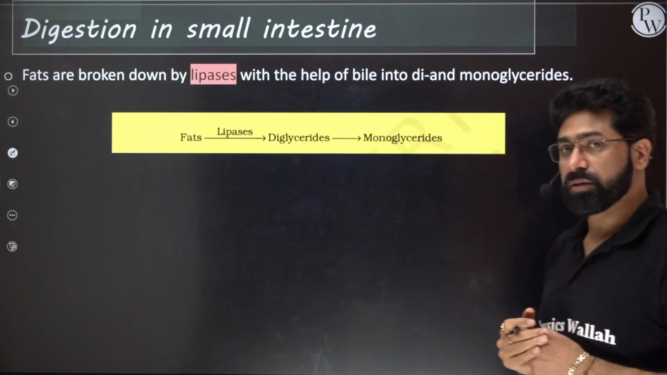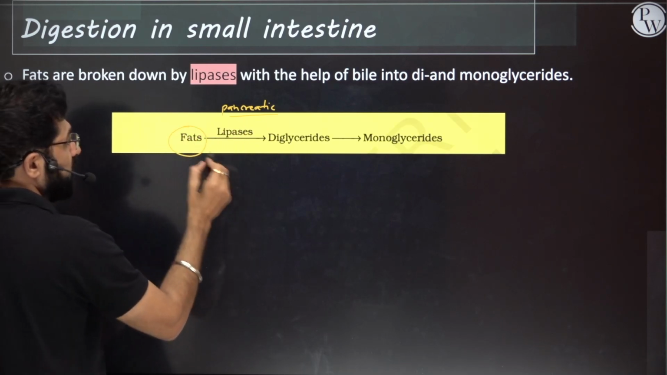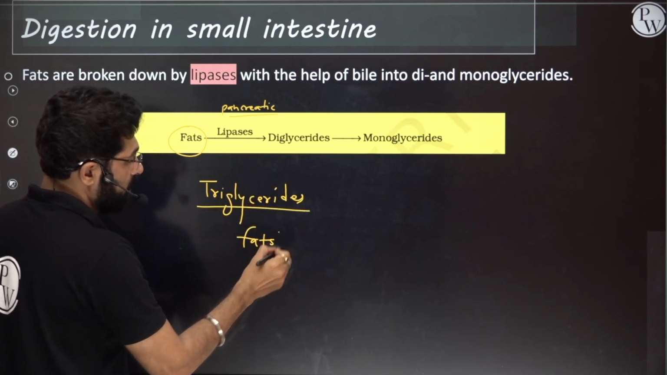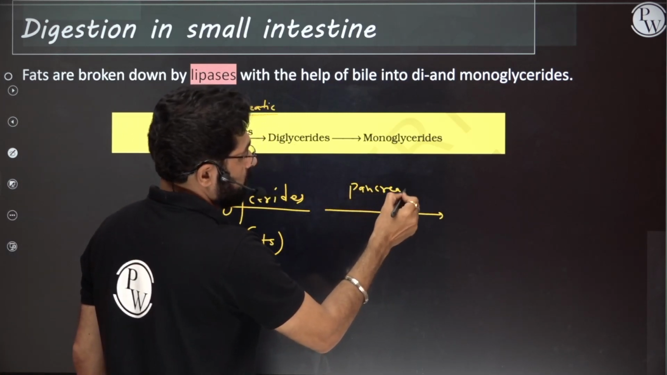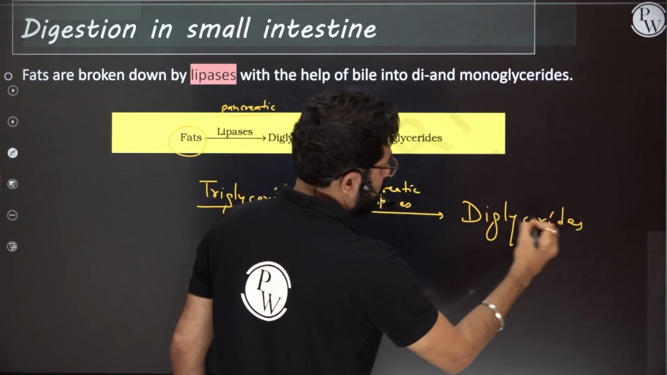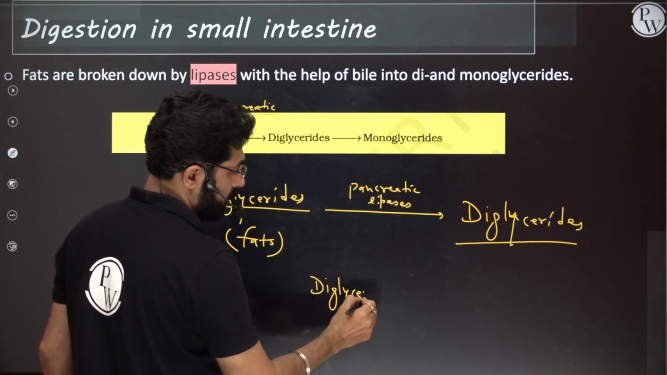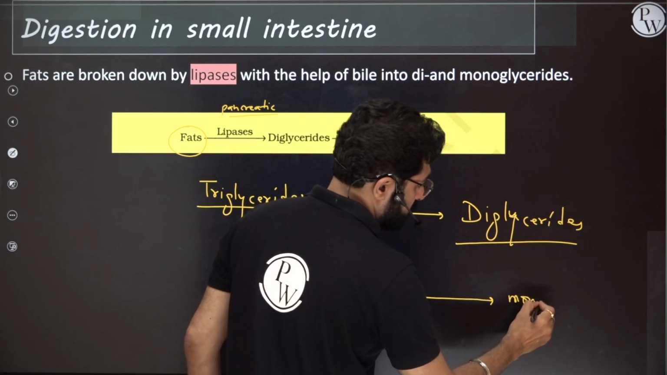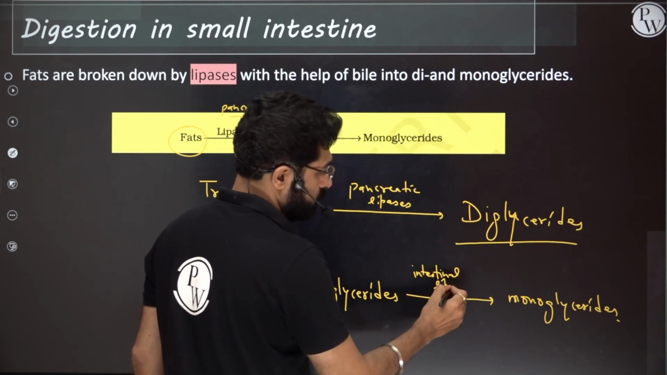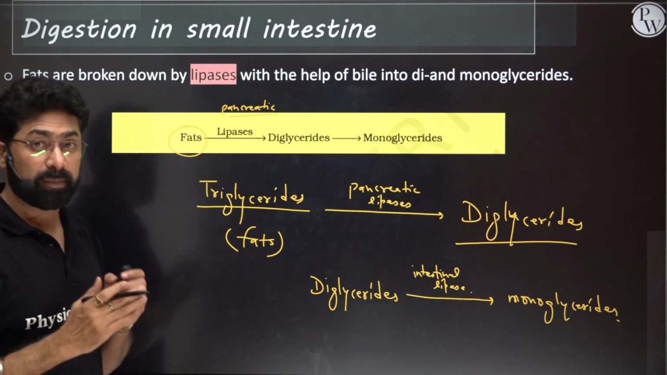Now comes the fats. The fats are going to be broken down with the help of pancreatic lipase. Now pancreatic lipase will work on fats and convert them into diglycerides. So triglycerides or the fats are going to be worked upon by pancreatic lipase, and they are going to convert them into the diglycerides. But further breakdown will take place by the intestinal lipase. So these diglycerides which further break down into the monoglycerides will be done by the intestinal lipase. So intestinal lipase is going to convert them into the monoglycerides. Okay, so this was about the digestion of fats, which will require some emulsification also.